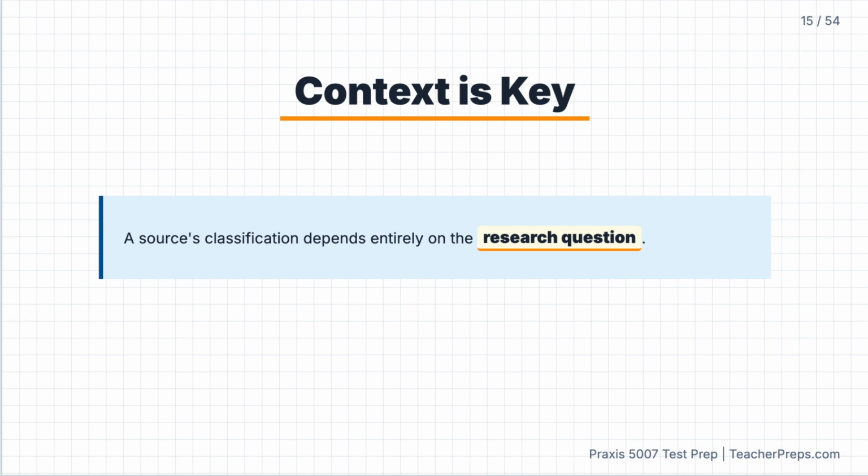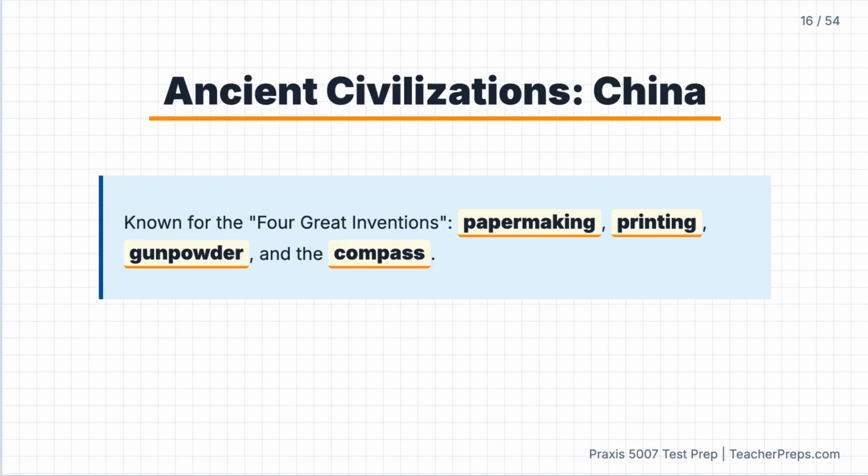A source's classification depends entirely on what you're trying to learn from it. First, let's take a look at ancient China.